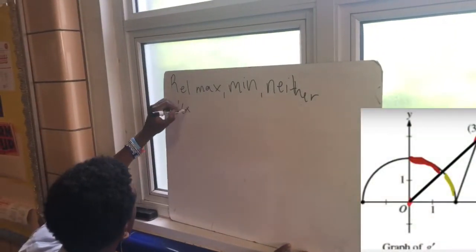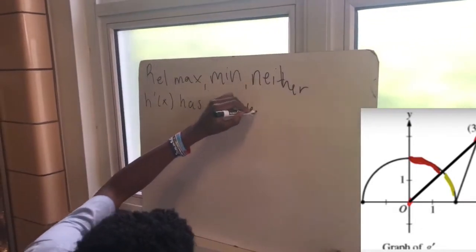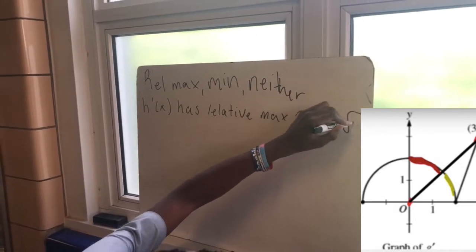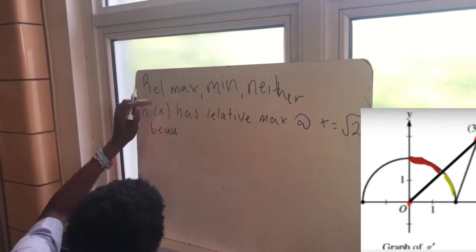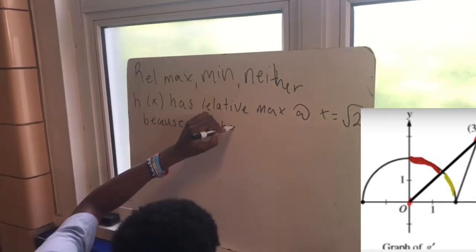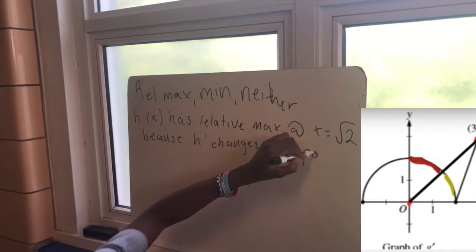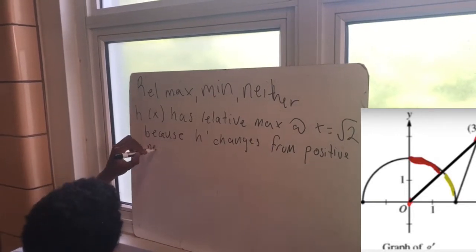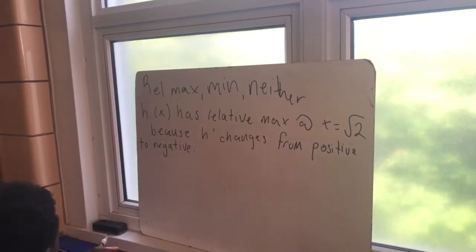H prime of x has a relative max at x equals radical 2 because h prime is positive every time g prime is bigger than x. With that being said, at x equals radical 2, when the line intersects with the circle, g prime of x is greater than x. As the function is above the line, it is positive, and when the function goes below the line, it becomes negative. Since it's going from positive to negative, there's a relative maximum.